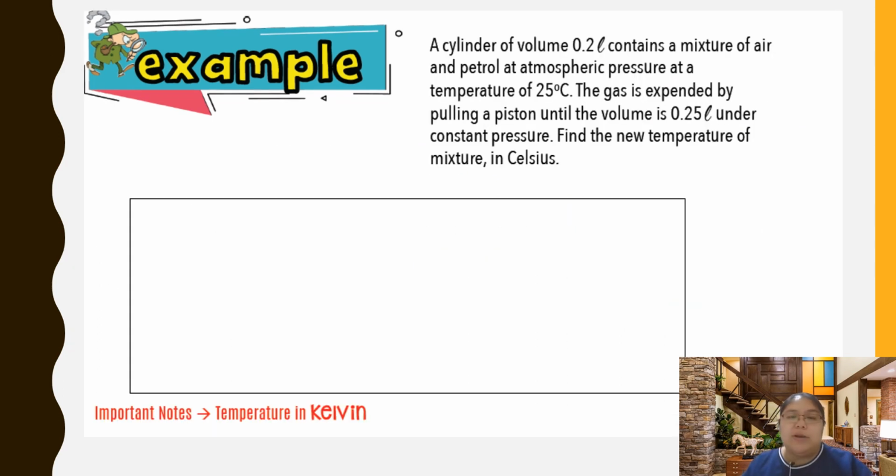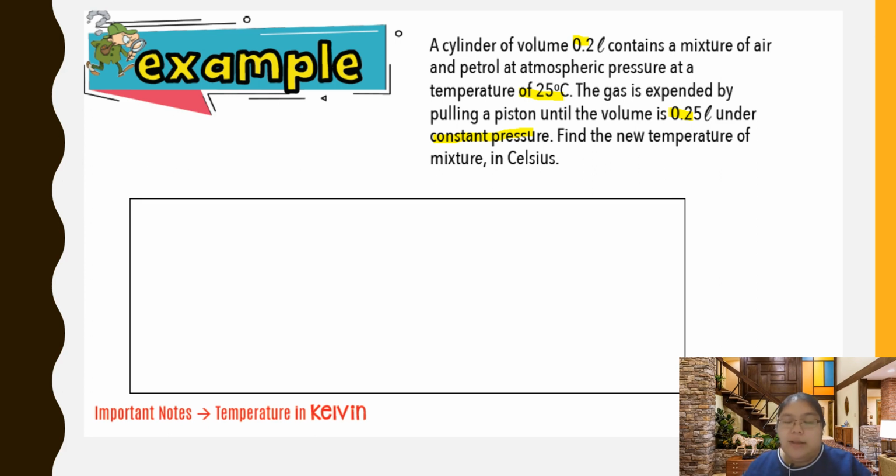Okay, let's see the second one. A cylinder of volume 0.2 L contains a gas mixture at atmospheric pressure at the temperature of 25 degrees Celsius. So this one is a volume, this one is a temperature, so this one should be Charles's law. Now the gas is expanded by pulling the piston until the volume becomes 0.25. Under constant pressure, find the new temperature.